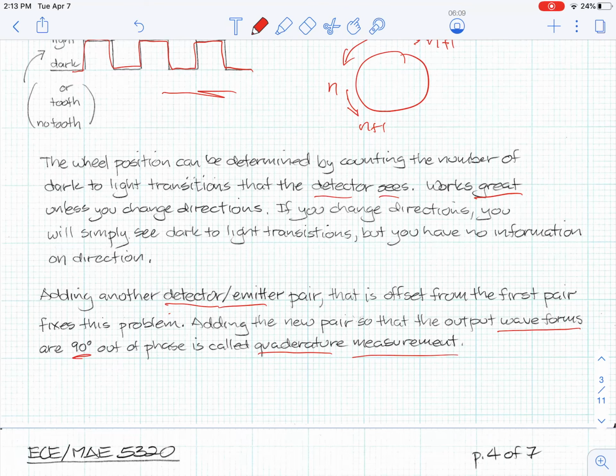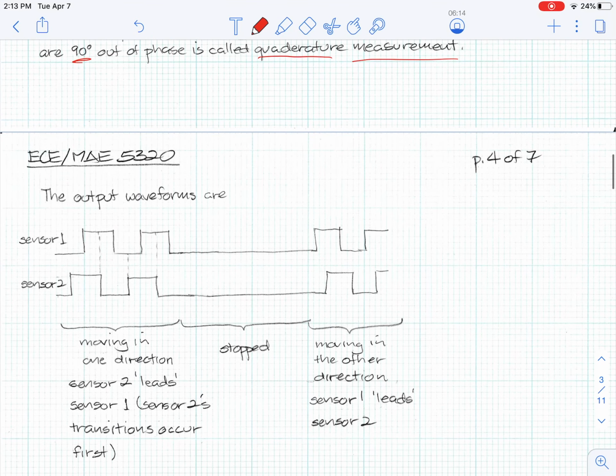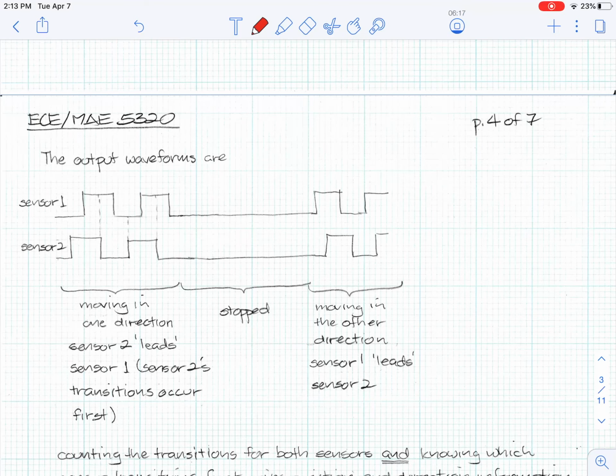And so I'm able to detect the changes, and in this case the output waveforms look like this. If I were consistently rotating, sensor 1 could look like this as it sees its transitions. Sensor 2 sees the same transitions, but you'll notice that sensor 2 is leading. Its transitions occur before the transitions on sensor 1. Sensor 1's transitions occur later, and it's 90 degrees out of phase.